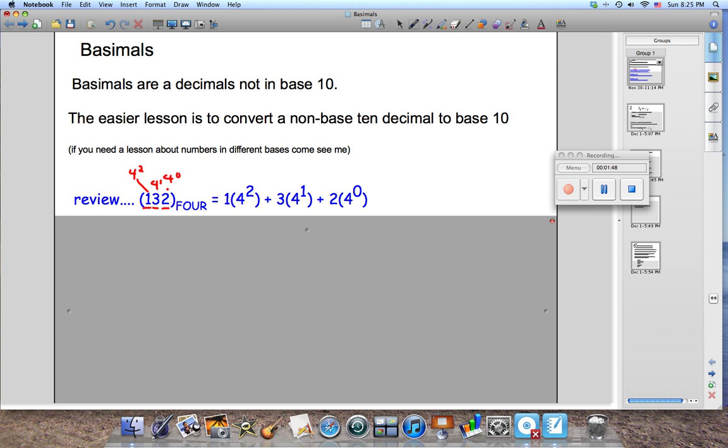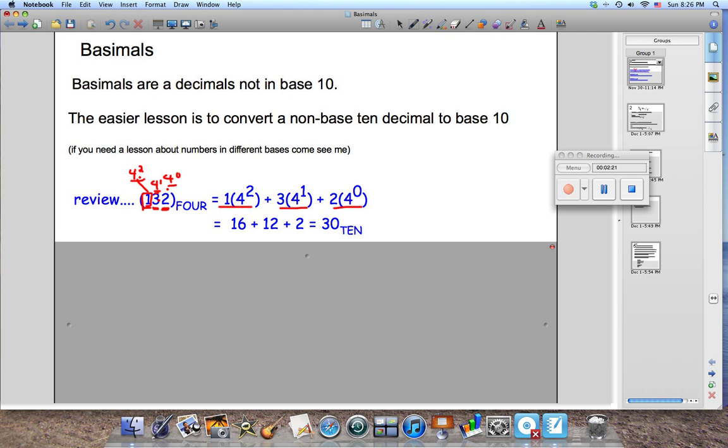So if I'm converting a number from base 4 to base 10, I take the number in each position and multiply it by the power of 4. So I'll take 1 times 4 squared, plus 3 times 4 to the first, and the last position is always the units position, to the 0 power, so 2 times 4 to the 0, which is 2 times 1. Then to finish converting it to base 10, evaluate all those and add them up, and we get 30, and that's in base 10.